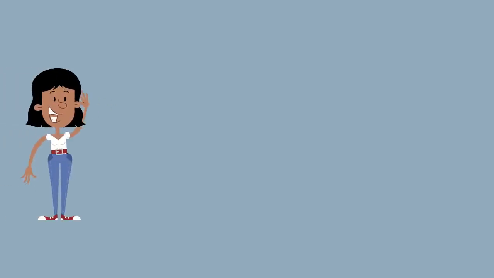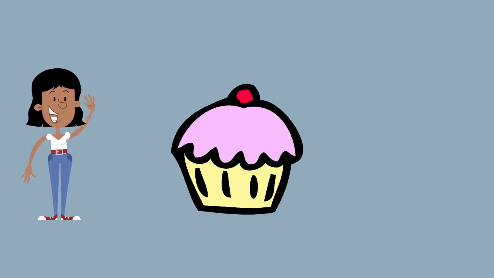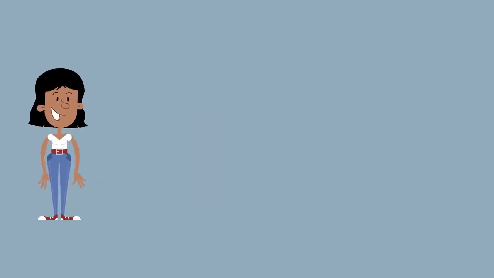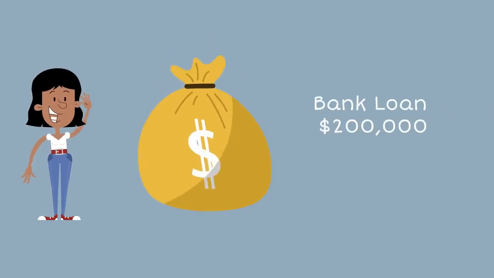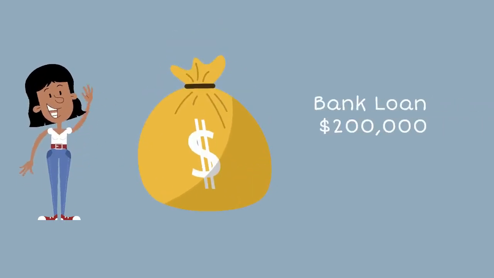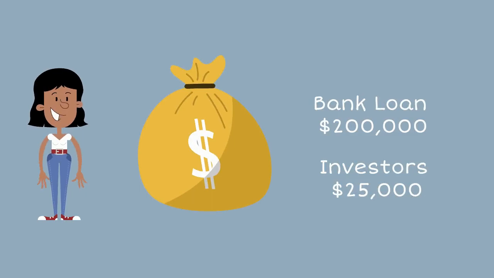Let's look at another example. Meet Jenny. She runs a bakery. To get the business started, Jenny borrowed $200,000 from the bank. And she also had investors provide her with $25,000. In exchange, those investors received shares in Jenny's bakery. Jenny used this money to find a location and buy equipment.